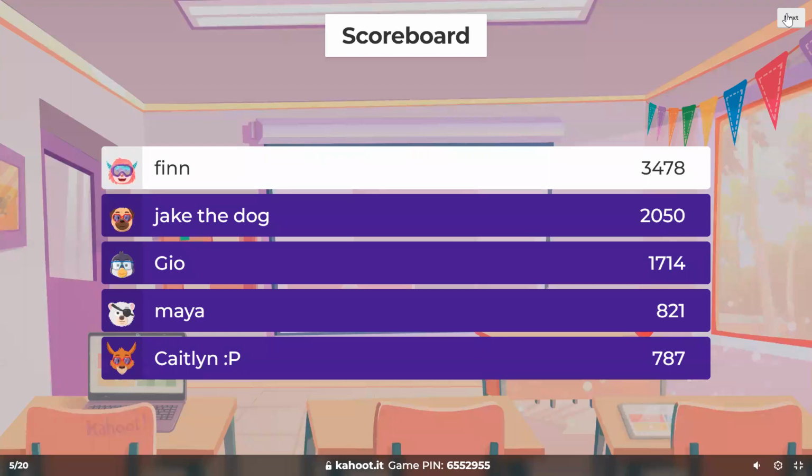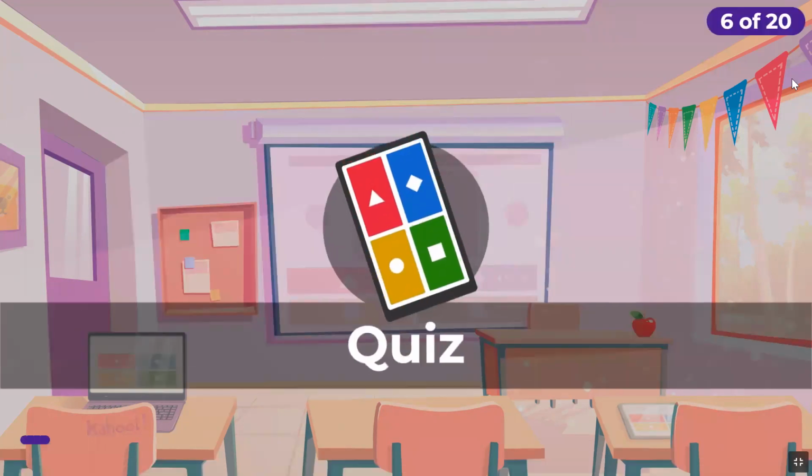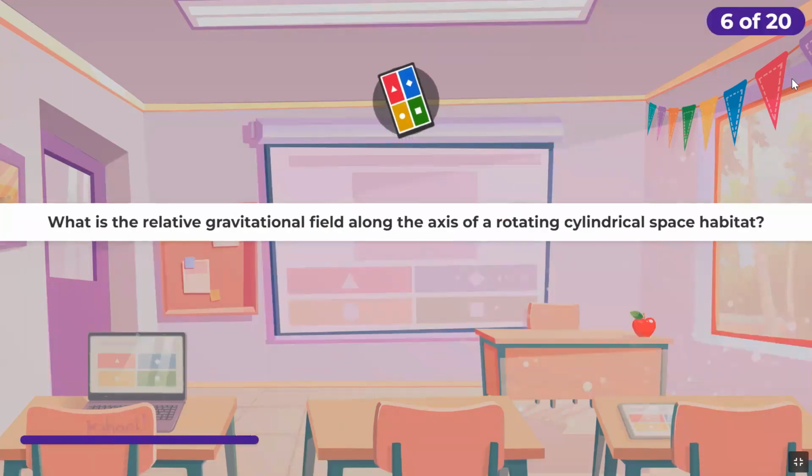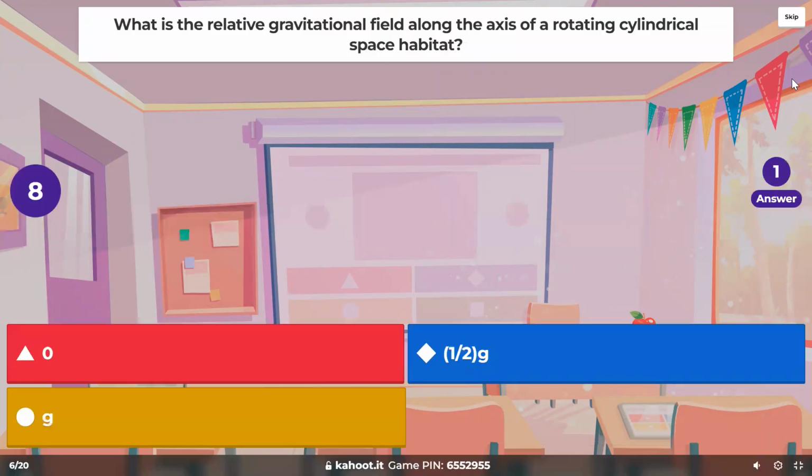All right, we got Caitlin, Maya, Geo, Jake the dog, and Finn. What is the relative gravitational field along the axis of a rotating cylinder? Oh, space apple. Hey, that's like a cylinder.